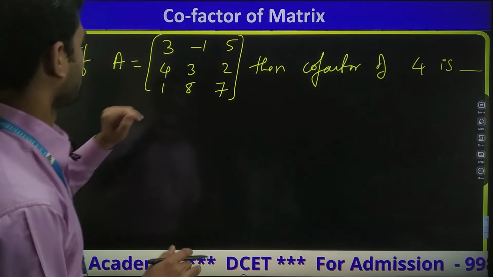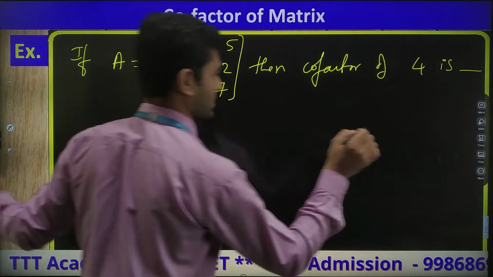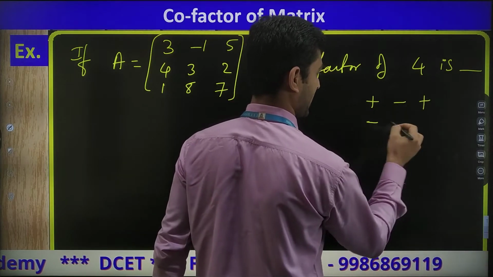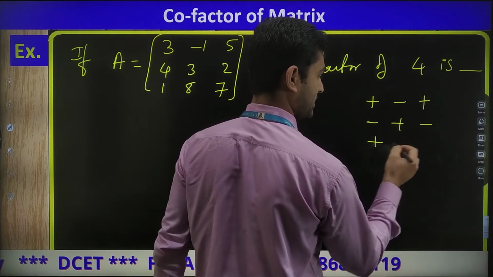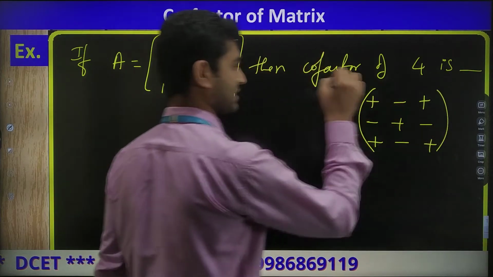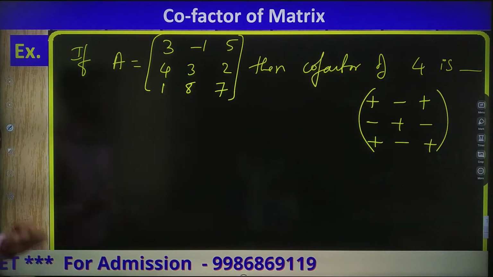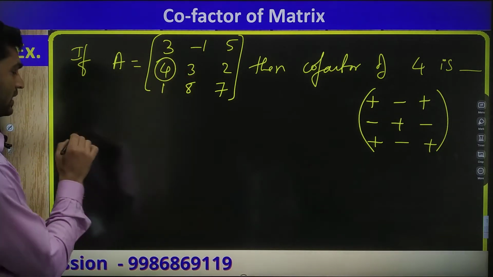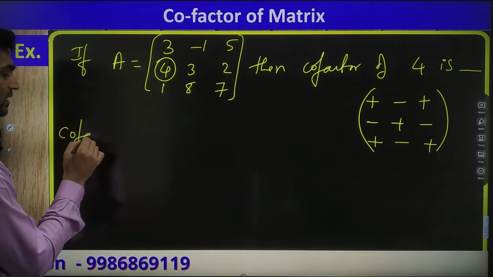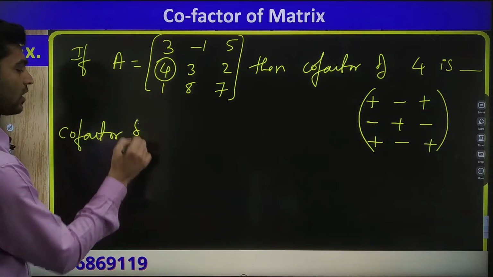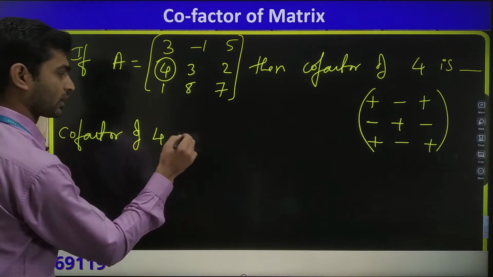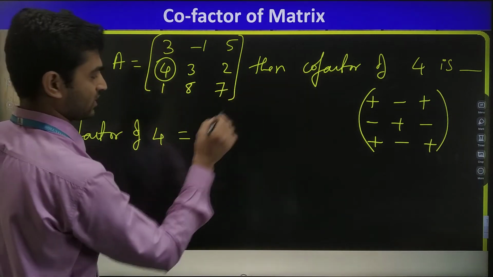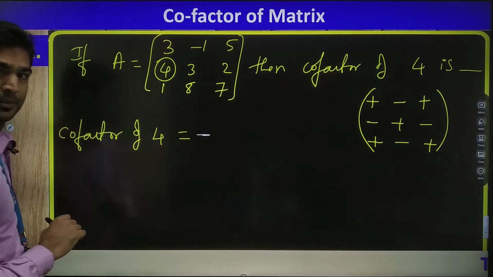So see, the respective signs are plus, minus, plus, minus, plus, minus, plus, minus, plus. I have to consider these signs by position. Where is the 4? 4 is here. Just observe here. I am going to write the cofactor for 4. At the position of 4, the sign is minus, so keep it the same.